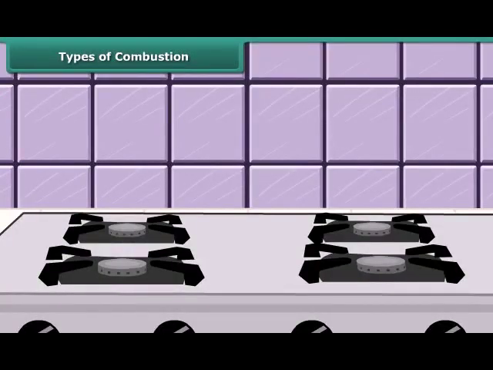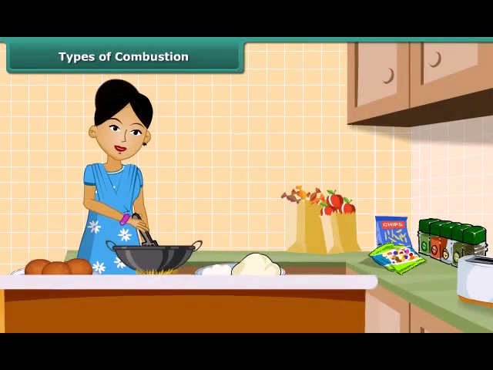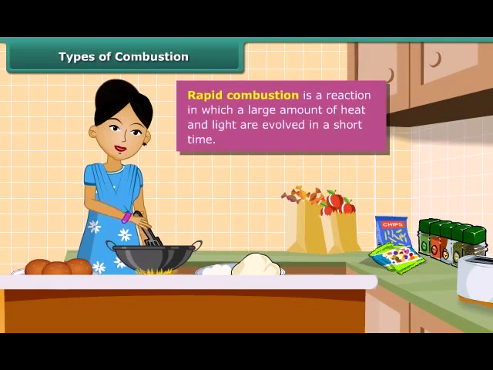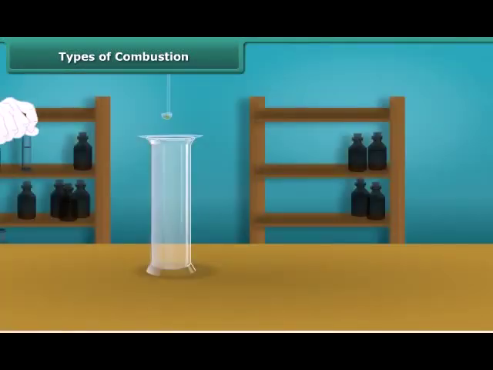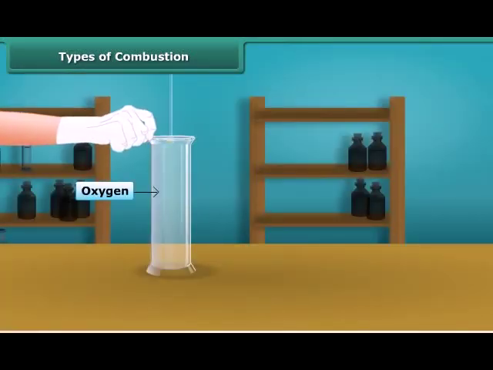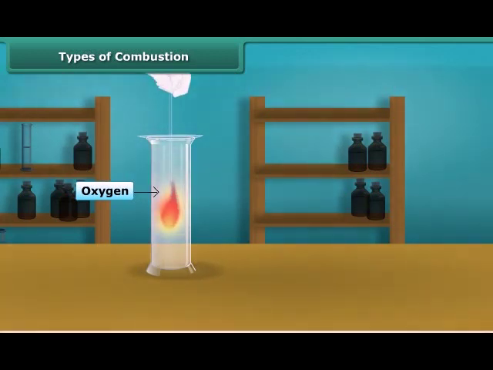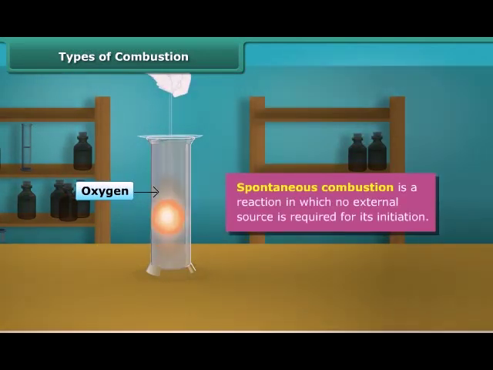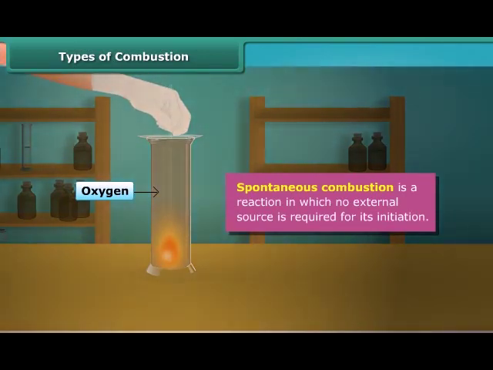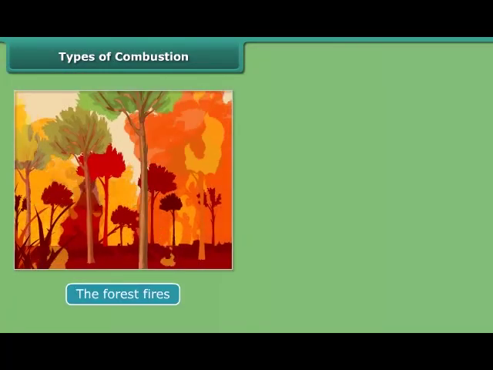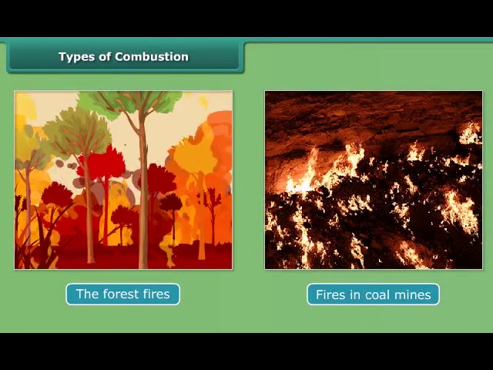Let us now look at types of combustion. You can see a lady igniting LPG in a kitchen to make food. LPG burns quickly, producing a lot of heat. This type of combustion is called rapid combustion. When white phosphorus is left in the open for some time, it catches fire. This type of combustion is called spontaneous combustion. Other examples of spontaneous combustion are the forest fire and fires in coal mines.